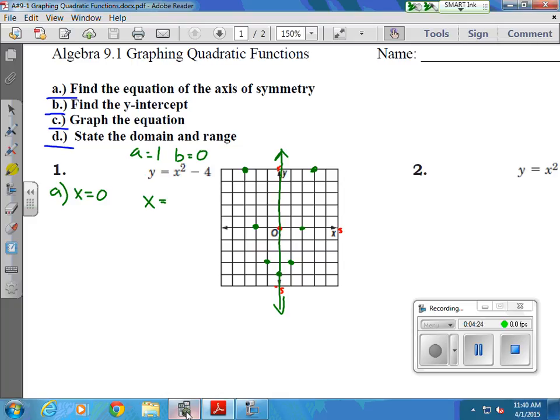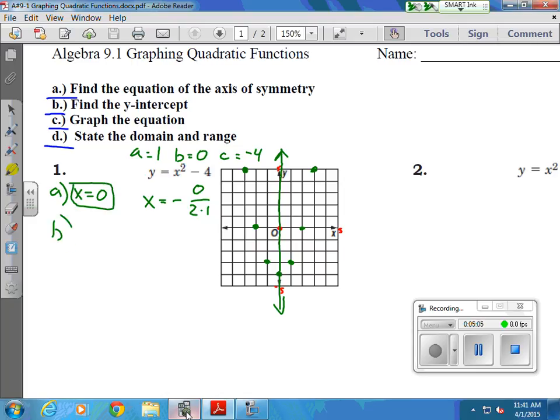And the reason we know it's 0 is because the x to the first power term is gone. And the only way it can disappear is if it was being multiplied by 0. The constant is always no variable, negative 4. C is always the constant. C won't have a variable attached to it. So x would be negative b, which is 0, over 2 times a. Well, if you divide 0, you get 0. So that's another confirmation that x equals 0 is the right axis of symmetry.